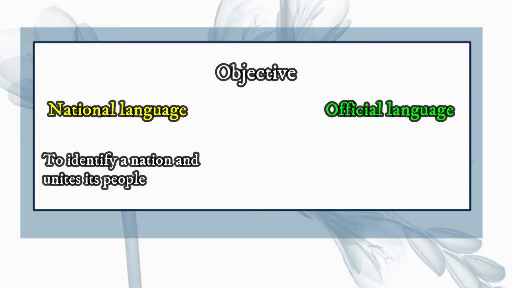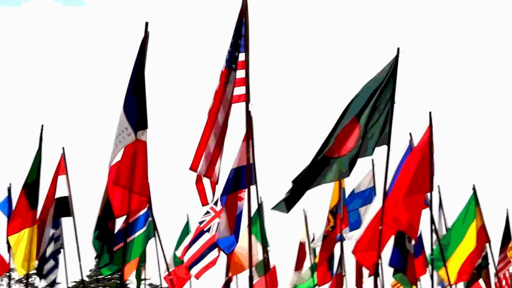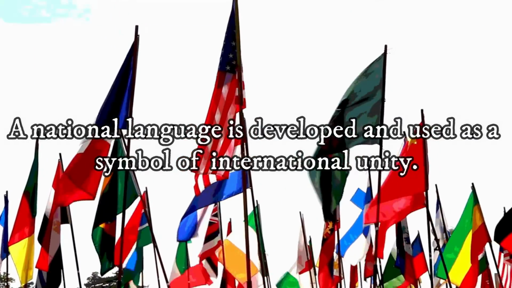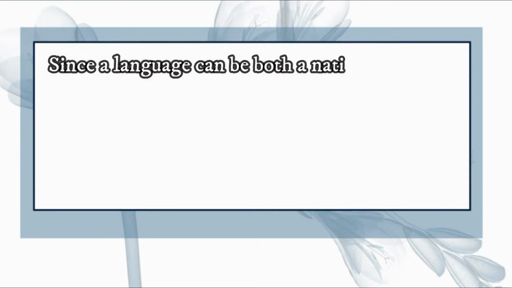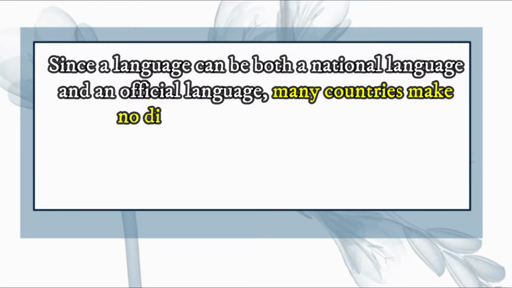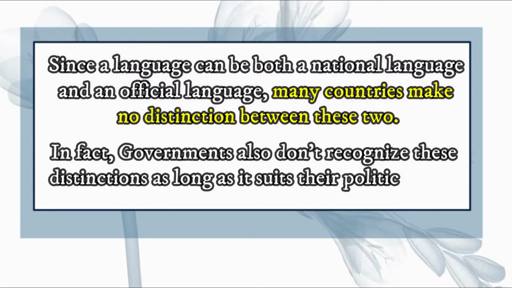A national language is used to identify a nation and unite its people, whereas an official language is primarily utilitarian rather than symbolic. A national language is developed and used as a symbol of national unity. Since a language can be both a national language and an official language, many countries make no distinction between these two. In fact, governments also don't recognize these distinctions as long as it suits their political ends.